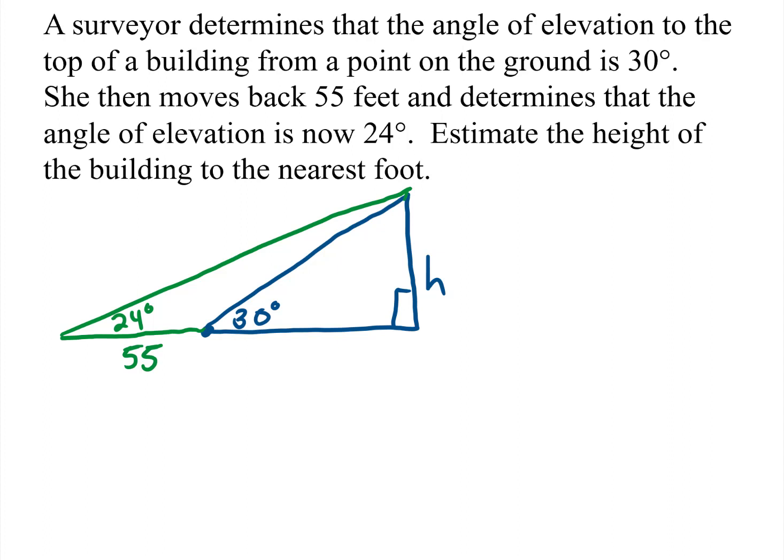Now, as we look at this picture, there are actually three triangles. There is the first right triangle that we drew, and then there's a second bigger right triangle that has this green hypotenuse and comes over and includes the side h, and then there's also an oblique triangle right here.